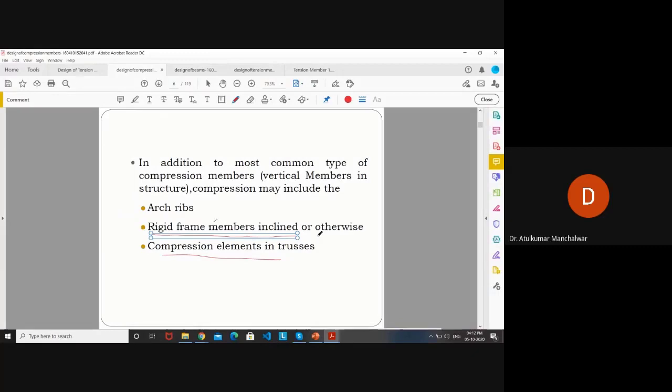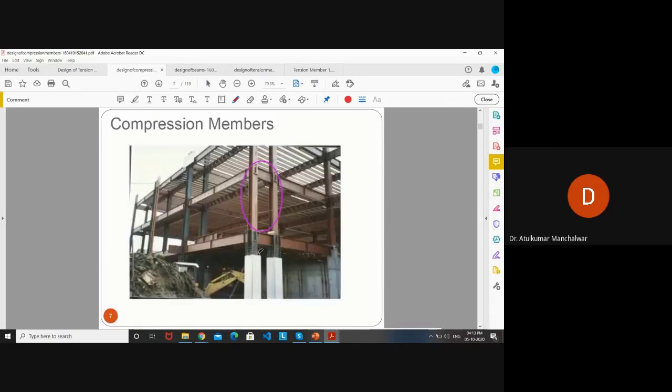Rigid frame inclined means what? Just now we have seen one example of a tension member. This is inclined, so whenever this frame is moving in this direction, this member will experience the compression force. So these are the examples of the compression member.